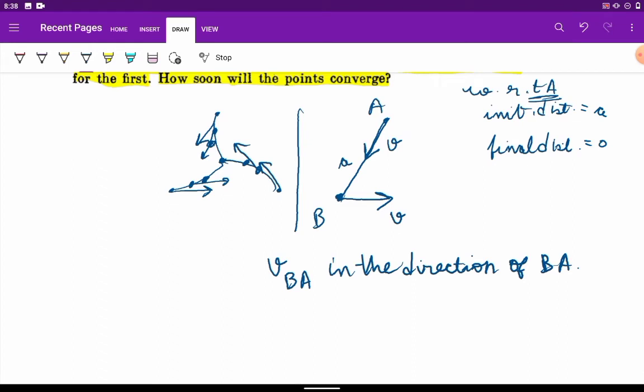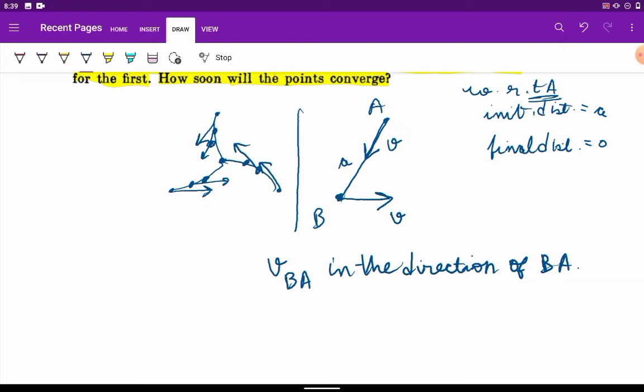And one more thing, which is why we can do this: the angle between the velocities is always the same, because the directions of the velocities change by the same amount after every time delta t. So their relative angles always remain the same, although their absolute directions are changing. That is something we need to keep in mind. So velocity of B with respect to A in the direction of BA, right?